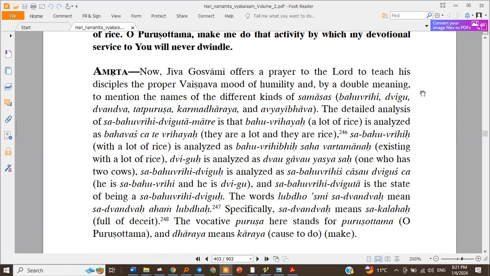So Karmadharaya is actually referred to as Shyam Ram Samas in Harinamamrita. It will come ahead, but still, Shyam Ram Samas. So Karmadharaya. So Bahavascha Te Vrihaya. If you see in this samasa, the bahutva and the vrihitva lie in the same object.